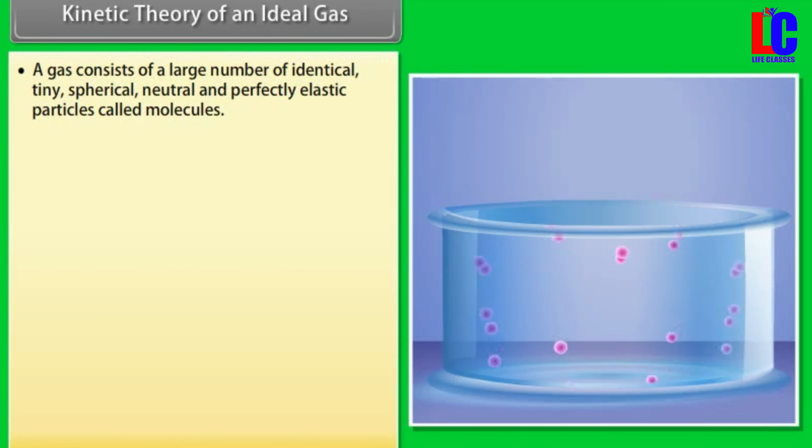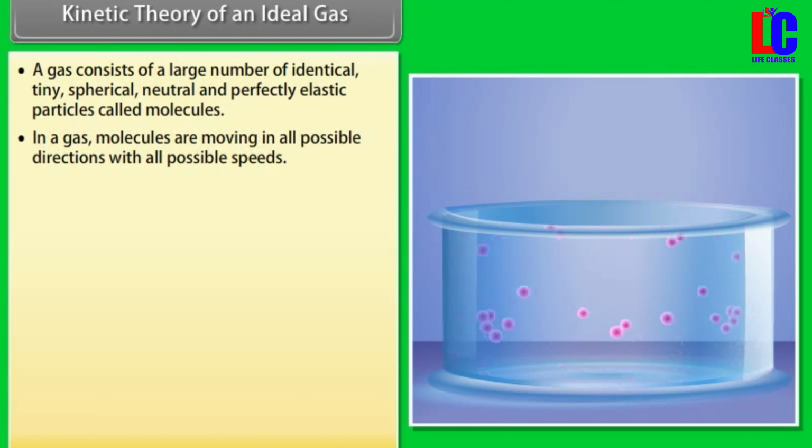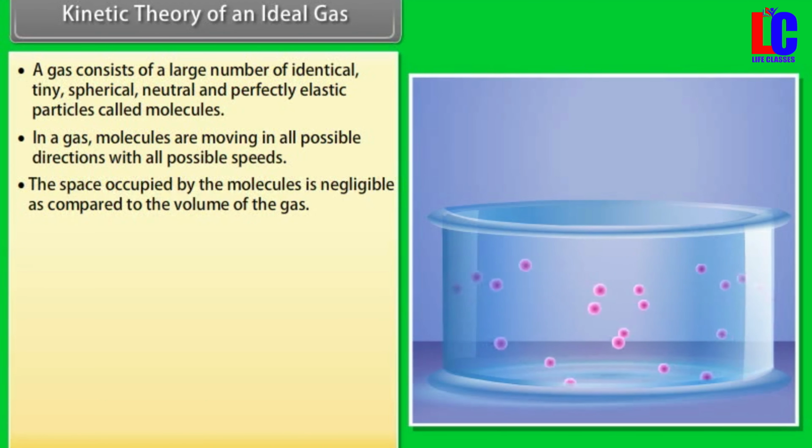Kinetic theory of an ideal gas. A gas consists of a large number of identical, tiny, spherical, neutral and perfectly elastic particles called molecules. In a gas, molecules are moving in all possible directions with all possible speeds. The space occupied by the molecules is negligible as compared to the volume of the gas.